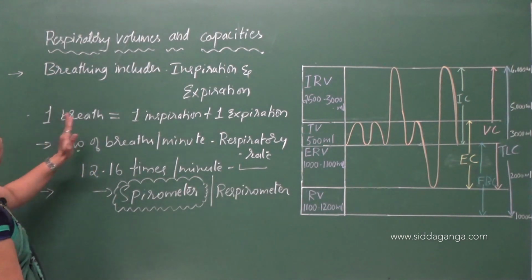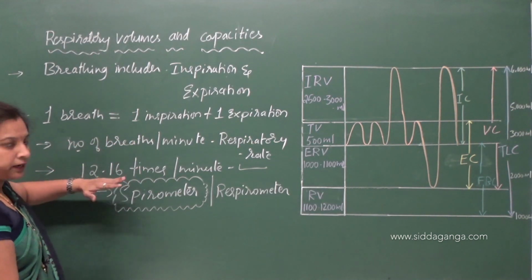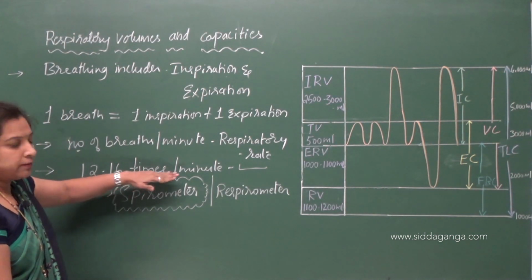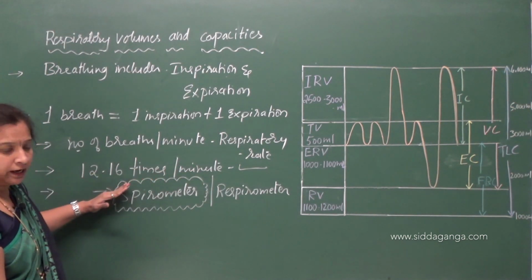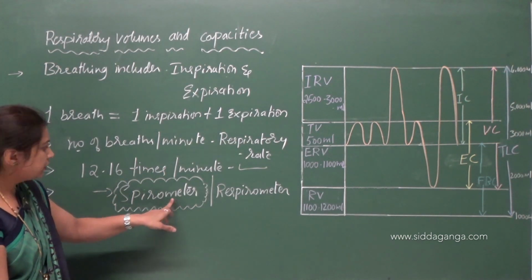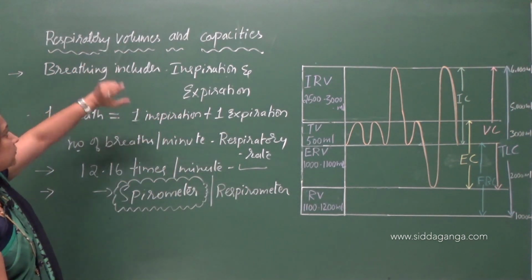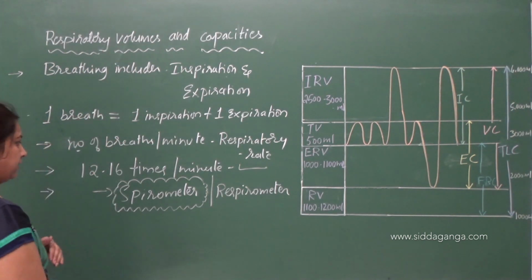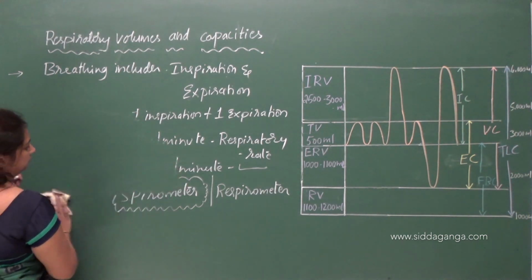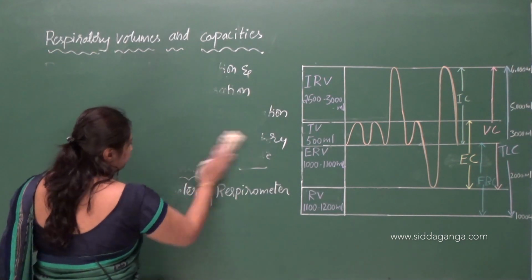So what is the normal respiratory rate? The normal respiratory rate in a healthy adult human is 12 to 16 times per minute. And the volume of air involved during breathing movements can be measured with the help of which instrument? Spirometer or respirometer. Okay. So let us discuss the different respiratory volumes and capacities. First I take up respiratory volumes.